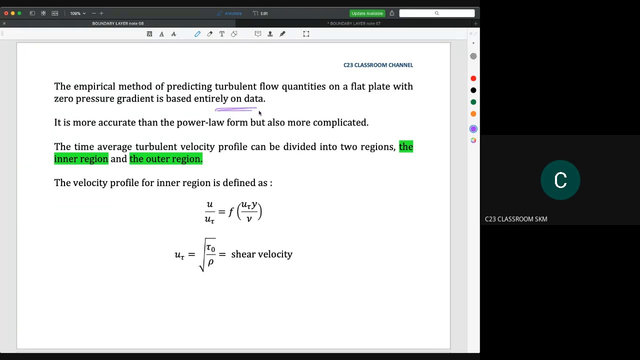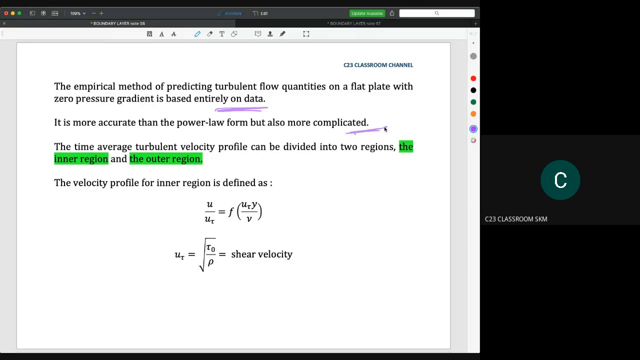So the word data here means that it comes from Navier-Stokes equation. So you have the equation, you substitute your variables x and y, the simple idea, and then you will get the value of CD, force, and so on and so forth. So it is more accurate than the power law form, but also more complicated.